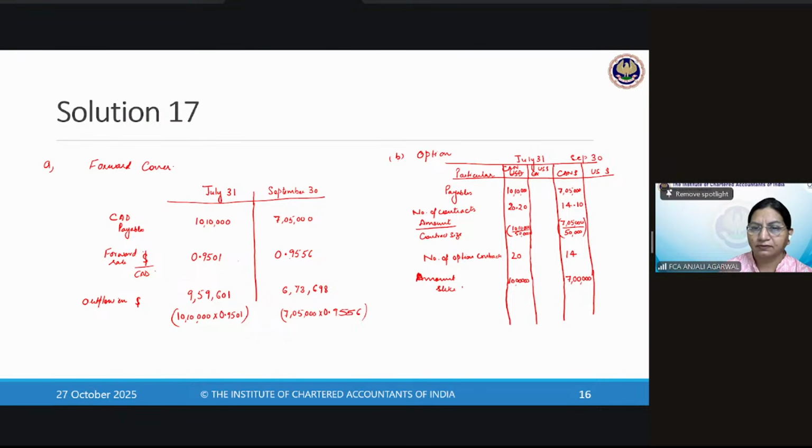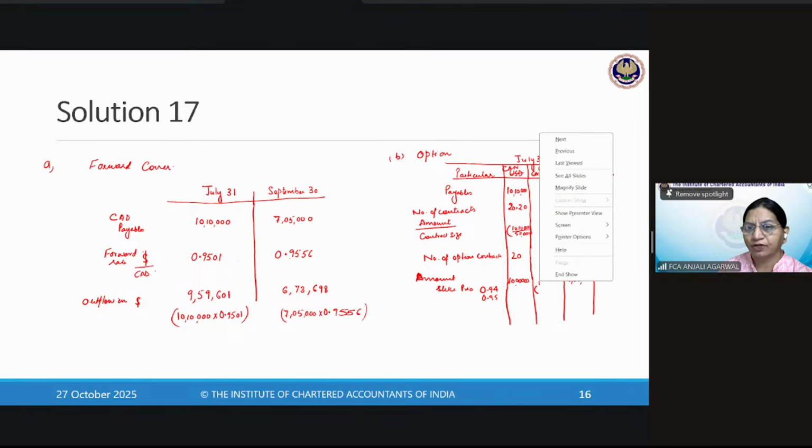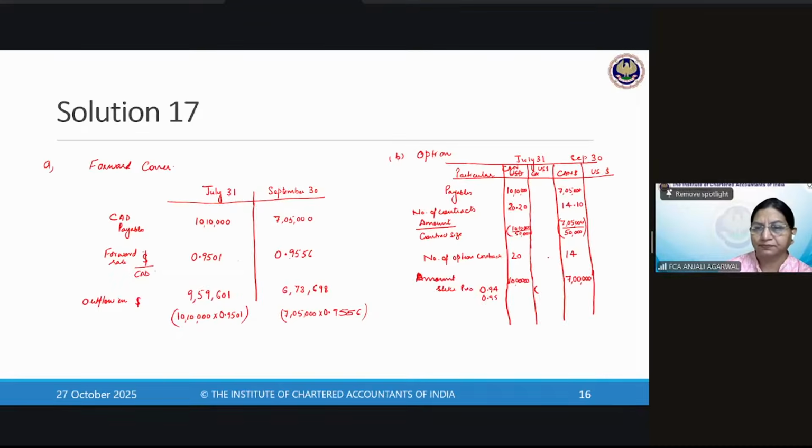Strike price 0.94, specifically mentioned, and 0.95. So 10 lakh into 0.94, I can show the calculation. In USD, the outflow would be 9,40,000. And for 7 lakh at the strike rate of 0.95, the outflow would be 6,65,000.